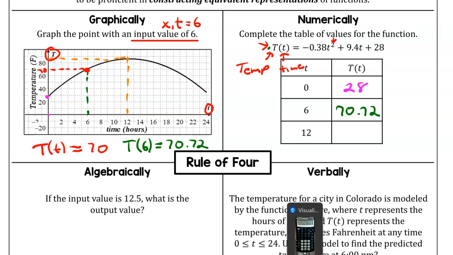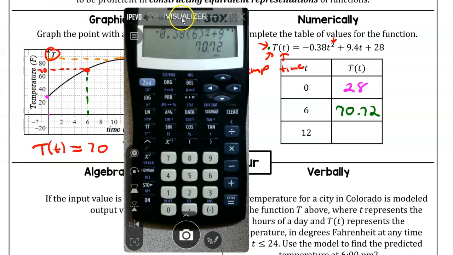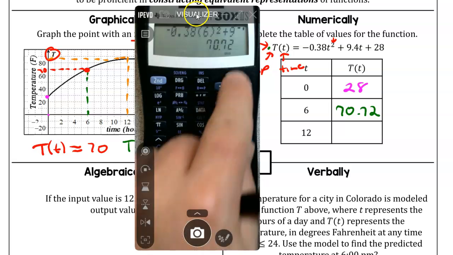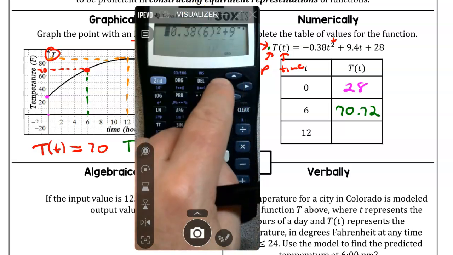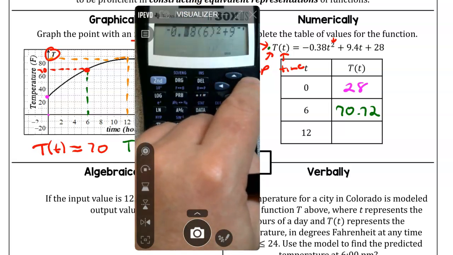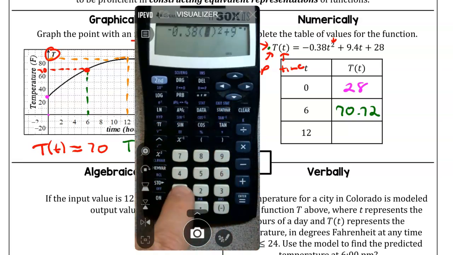All right, now we have to be careful on this. We need to plug in 12, so I want to go back here and replace the 6 with 12. If I just go to the 6 and hit 12, you notice it overwrites the parentheses. So I have to actually insert a new parenthesis there.